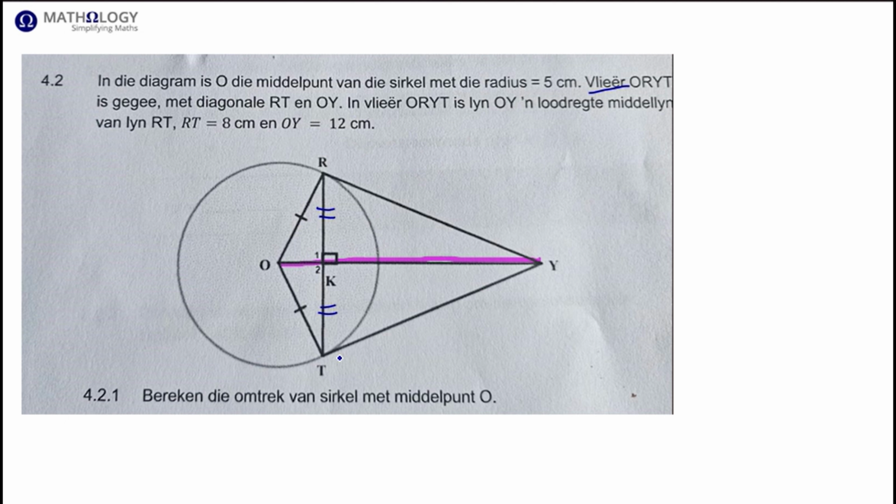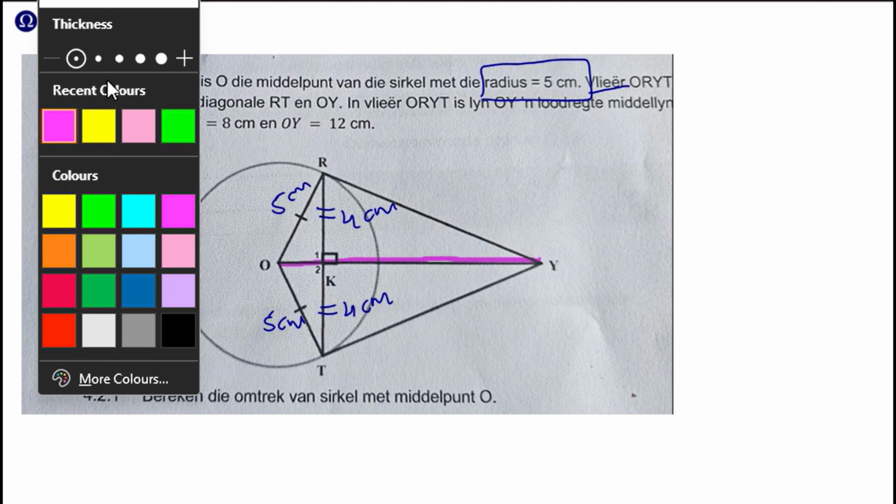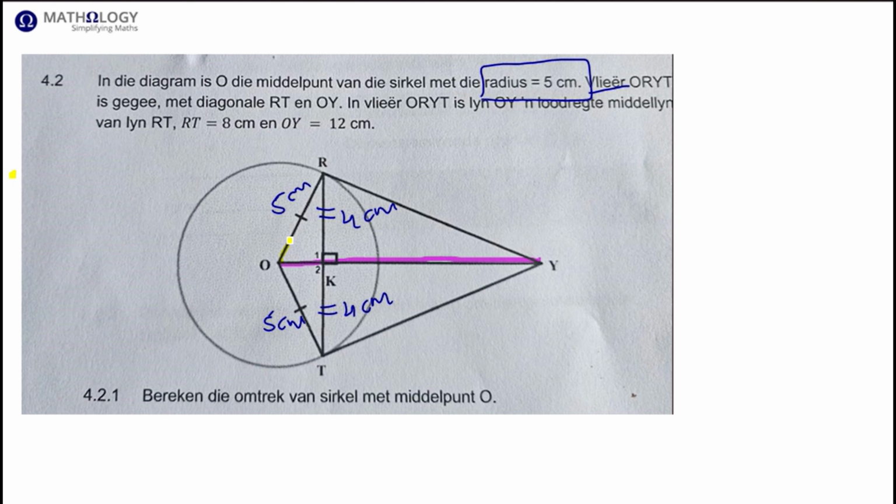RT is 8 centimeters, so RK will be 4, as will KT be 4 centimeters. OY is 12. Okay, we'll just leave that alone for now. And we're told that the radius is 5 centimeters, so OR is 5 centimeters, and so is OT. They are radii of the circle. We'll just mark those equal as well.